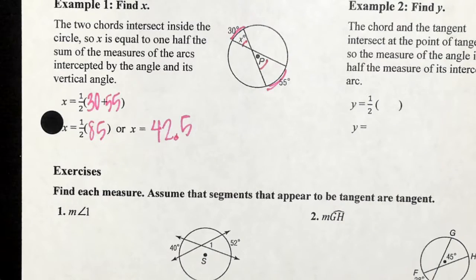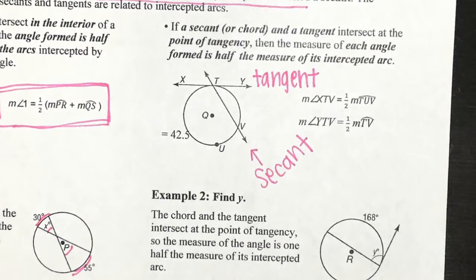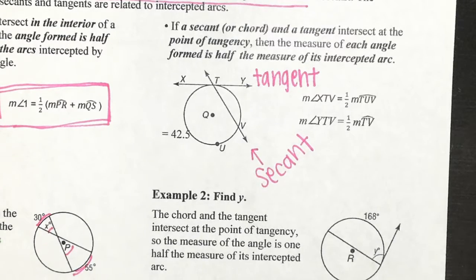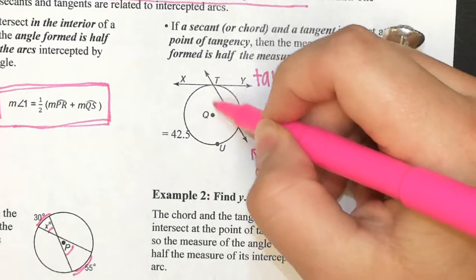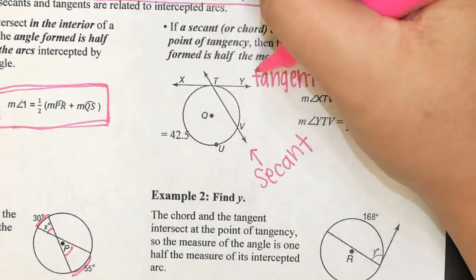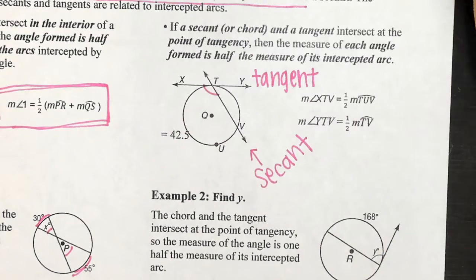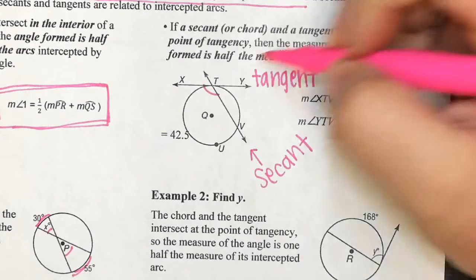Okay? All right, example number 2. This is a secant and a tangent. So we have one that's going through the circle and one that's staying on the outside. Your formula to find the inside is that your angle made by the two lines, so xt to v, this angle right here, is half of the measure of t.